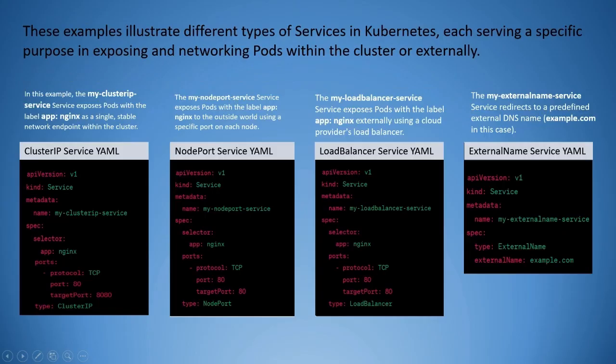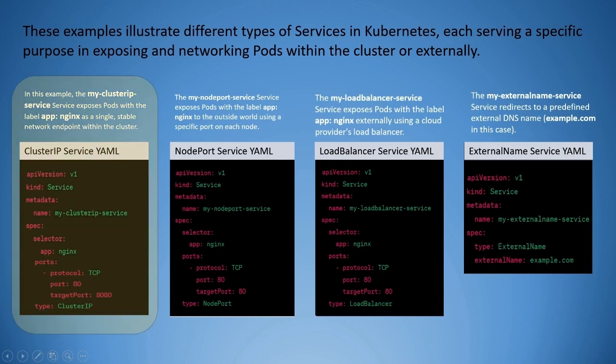Let's see some examples which illustrate different types of services in Kubernetes, each serving a specific purpose in exposing and networking pods within the cluster or externally. In this example, the service named MyClusterIP exposes pods with the label app: nginx as a single, stable network endpoint within the cluster.